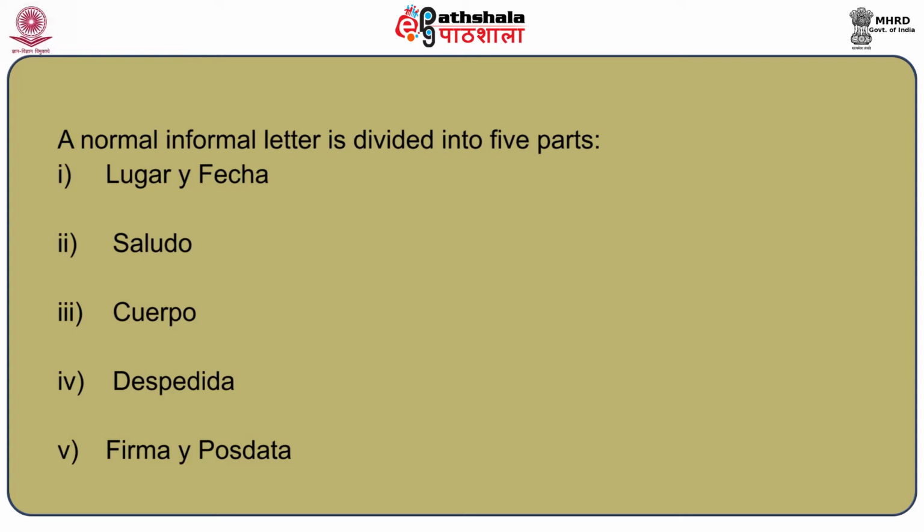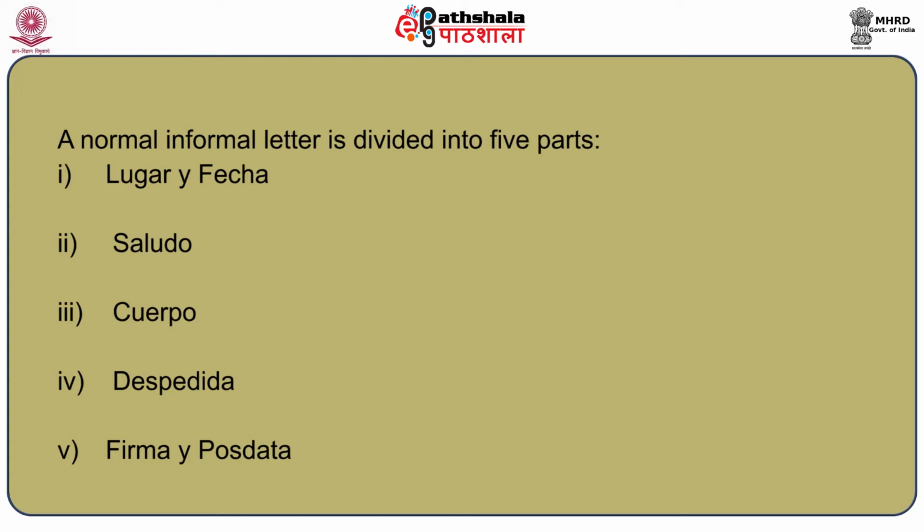So the first part of any informal letter is lugar y fecha, that is place and date. Los escribimos en la parte esquina superior derecha. Ejemplo, 8 de diciembre de 2014 o 8, 12 y 2014.